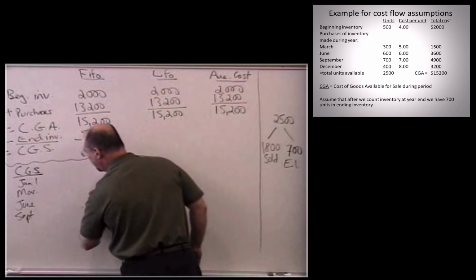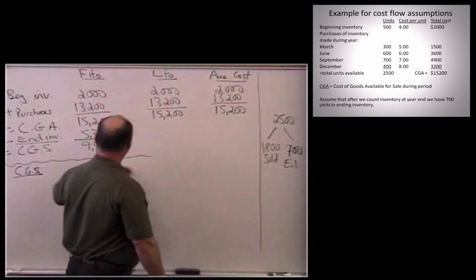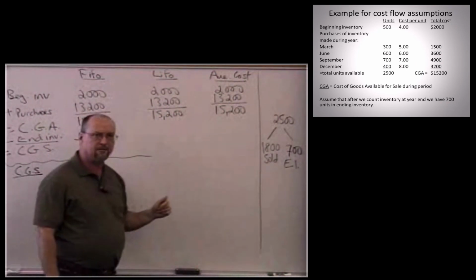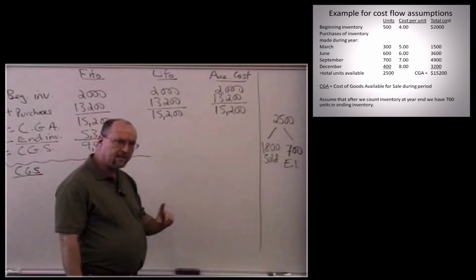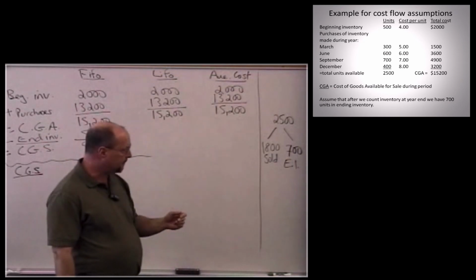Okay, we're still going to calculate cost of goods sold. And notice these three numbers, beginning inventory, purchases, and cost of goods available for sale, stay the same. But ending inventory and cost of goods sold will be different. So let's take a look at LIFO, last in, first out.